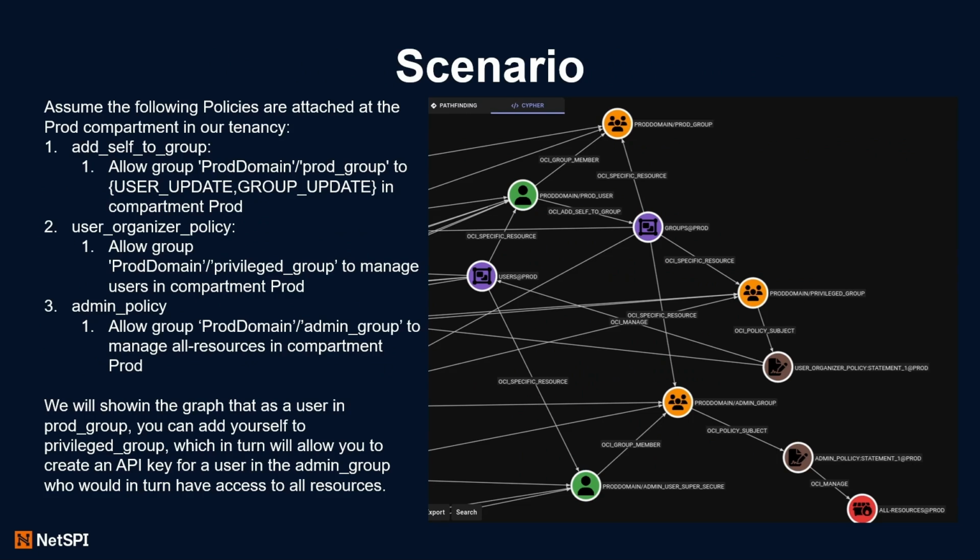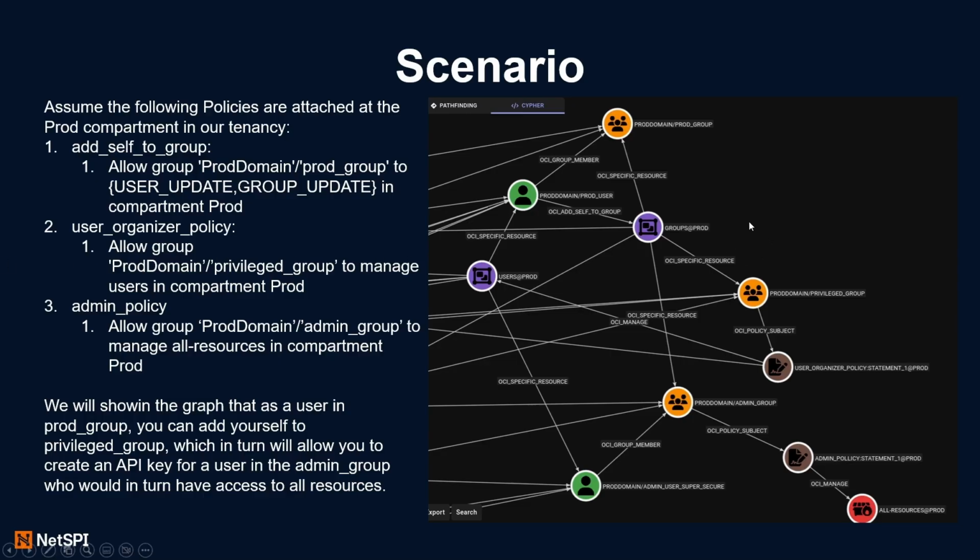So jumping into an example here, assume that we have policies attached at the prod compartment in our tenancy. We have one policy called add self to group that says allow the prod group to update users in compartment prod. We have a policy called user organizer policy that allows privilege group to manage users in compartment prod. And we have an admin policy called allow group prod admin group to manage all resources in compartment. So we'll show in the graph that as a user in the prod group, you can add yourself to the privilege group, which in turn will allow you to create an API key for a user in the admin group who in turn has access to all resources.